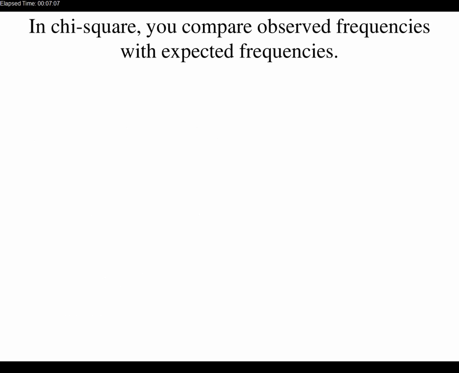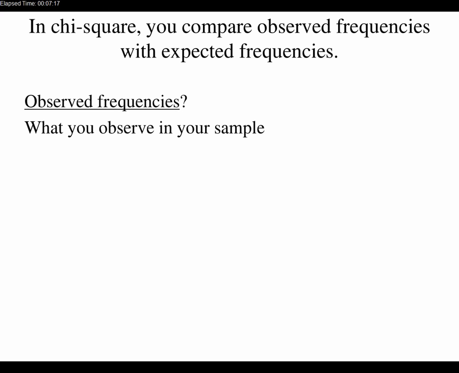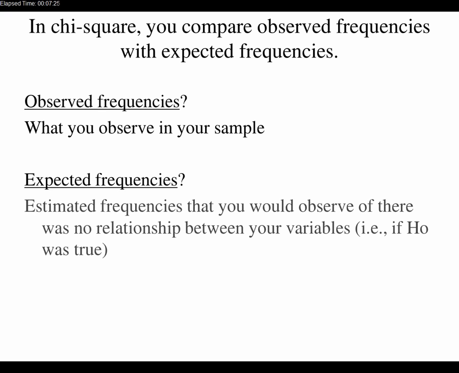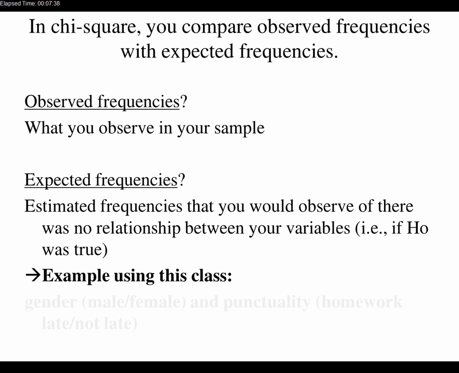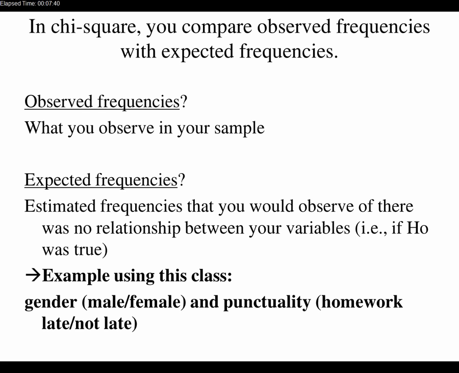Okay, in chi-square you compare observed frequencies with expected frequencies. What are observed frequencies? Do you remember? They're the ones that you observe in your sample. What are expected frequencies? Go ahead, just blurt it out. They are the estimated frequencies that you would observe if there was no relationship between your variables, such as if the null hypothesis was true. Example using this class: let's say that gender, male or female, and punctuality, homework late or not late.